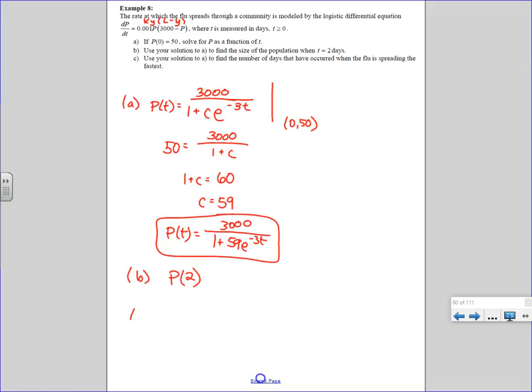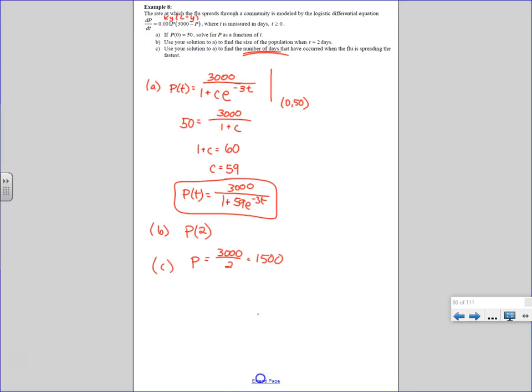And then letter C. Use your solution to A to find the number of days that have occurred when the flu is spreading the fastest. What do we do? When P equals 3,000 divided by 2, which would be 1,500. Is that the answer? No. We want the days, so what do we have to do? Plug that into the formula. Are we going to solve by hand and waste time? No, we're going to plug and chug into our calculator.